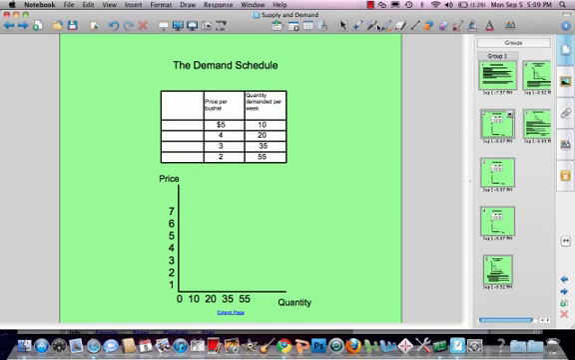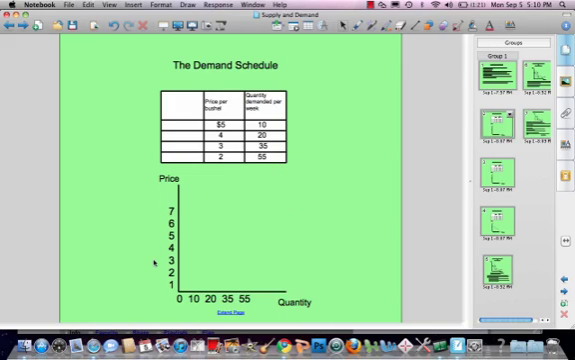So here in this example we have a demand schedule for, let's call it corn. On the left hand side you see prices per bushel, and on the right you see the quantity demanded per week. So this says that at $5 per bushel, consumers will demand 10 bushels per week. At $4, they'll demand 20 bushels a week. At $3, 35 bushels a week, and at $2, 55 bushels a week.